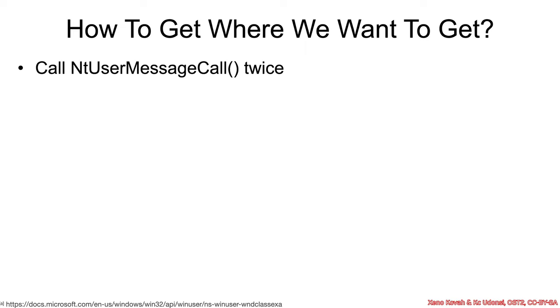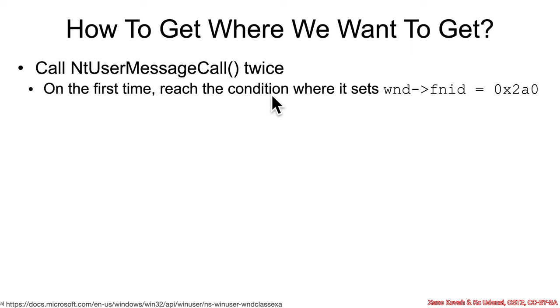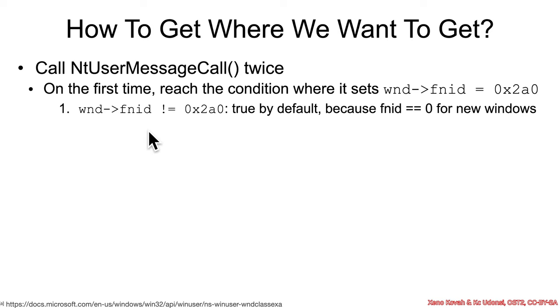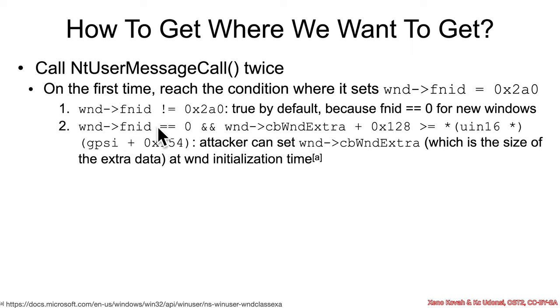Well, the first thing is to recognize that the flow can be achieved. You can get to that switch on case 14 if you call ntUserMessageCall twice. On the first time, your goal is to reach the condition where it sets this fnid equal to 2a0. How do you do that? Well, it's not equal to 2a0 by default because fnid is 0 by default, so that'll get you into that condition. Then you have fnid equal to 0. We want that to be true. And we want this wind CB wind extra data plus 128 to be greater than or equal to this undefined area, this usage of this undefined data. So we want these two things to be true in order to keep going on the path we want.